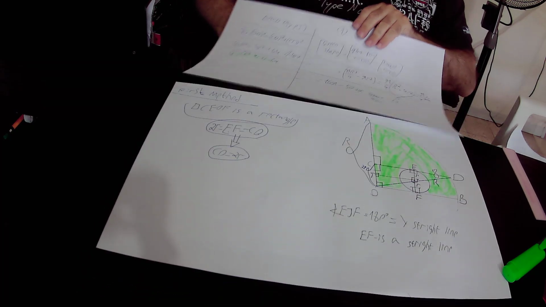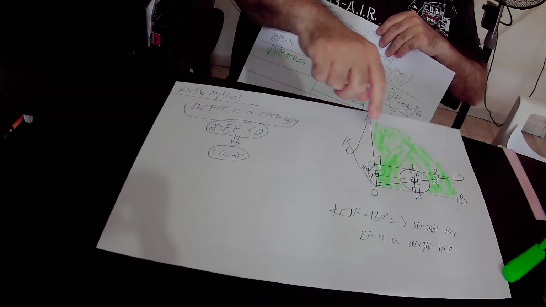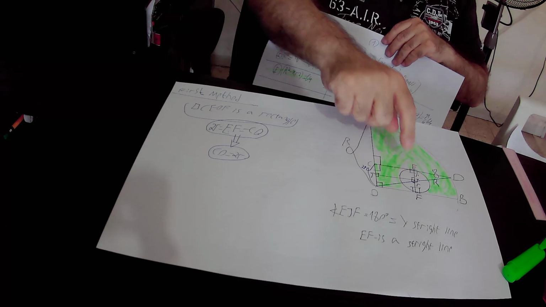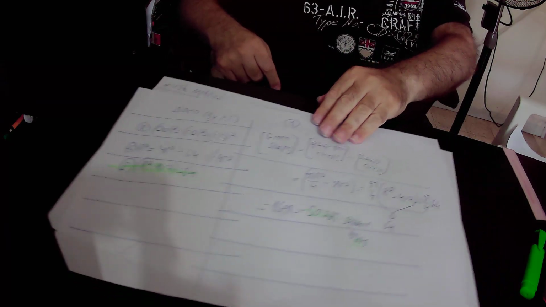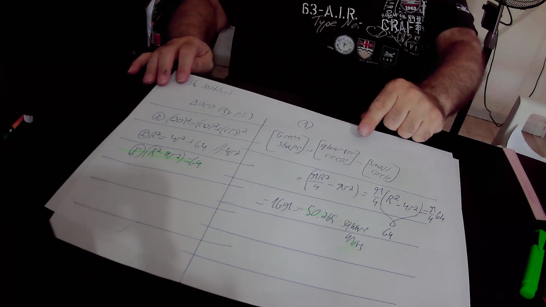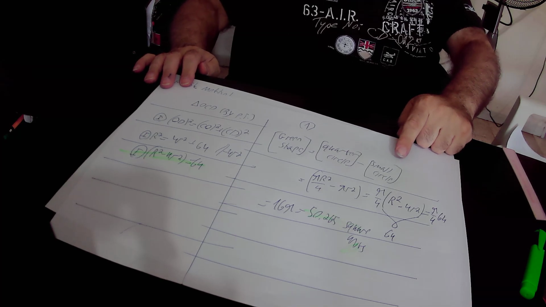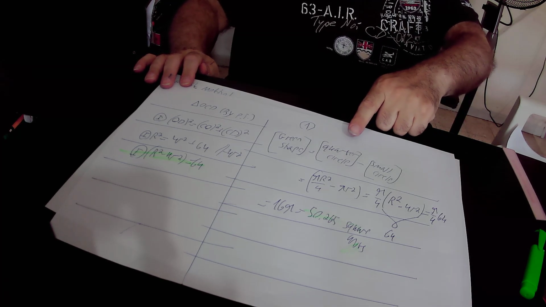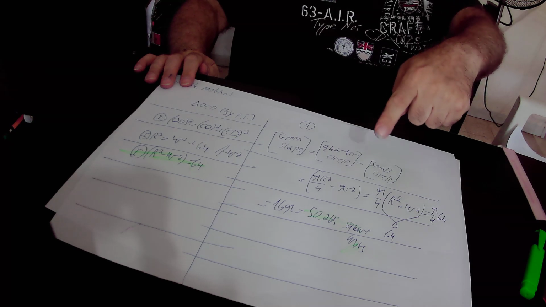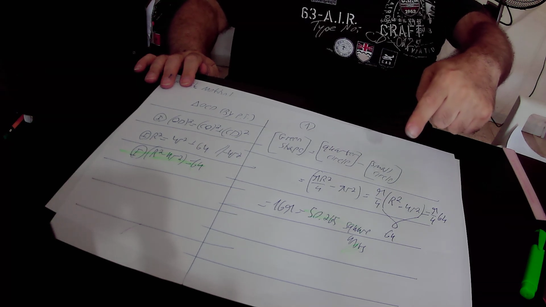What is the area of the green shape? The area of the green shape equals the area of the quarter circle minus the area of the small circle. The area of the quarter circle is pi times capital R squared over 4, minus the area of the circle, that is pi R squared.